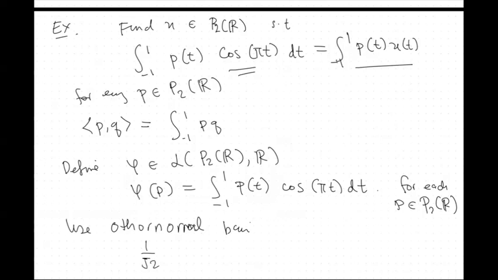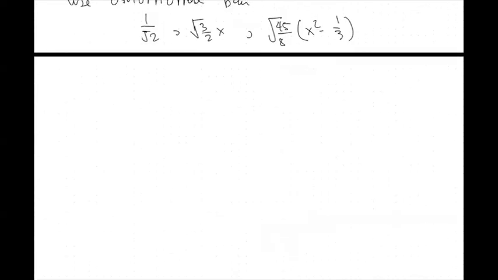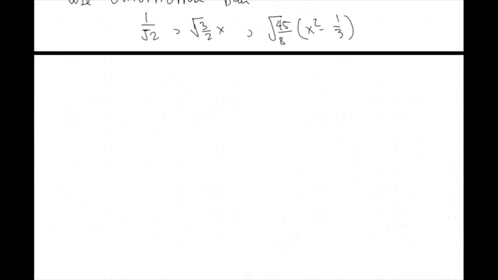So 1 over square root 2. And the other one is square root of 3 over 2 x. And then the other one is square root of 45 over 8, and then x squared minus 1/3. This is our orthonormal basis. And then how do we find q of x?